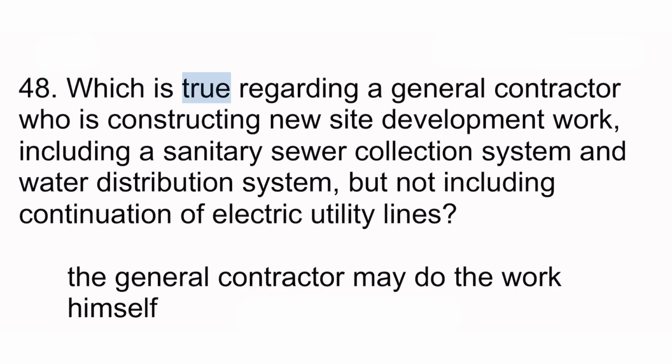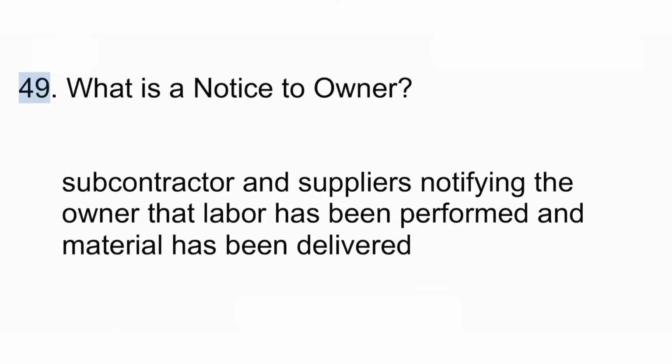48. Which is true regarding a general contractor who is constructing new site development work, including a sanitary sewer collection system and water distribution system, but not including continuation of electric utility lines? The general contractor may do the work himself. 49. What is a notice to owner? Subcontractor and suppliers notifying the owner that labor has been performed and material has been delivered.